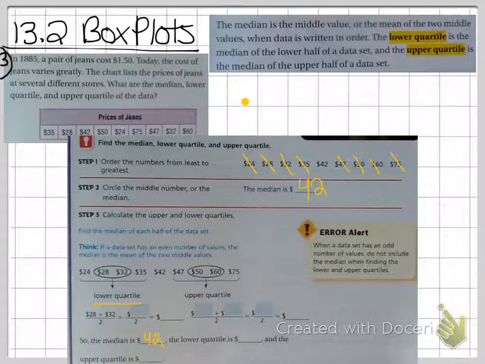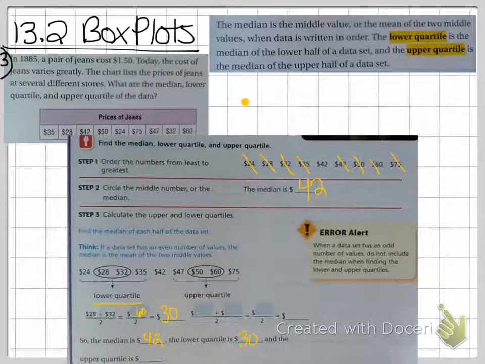Since there is an even number of data points, 28 and 32, we need to find the average of those two. So 28 plus 32 gives you 60. Divide that by the two values that we are adding together, and you get $30 as our lower quartile.